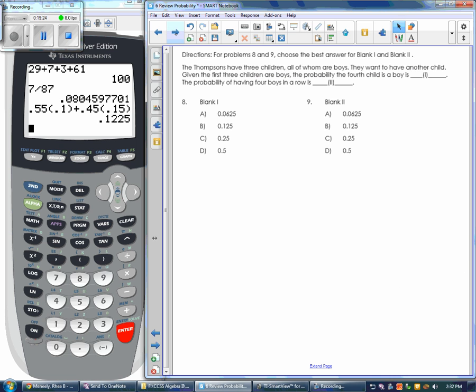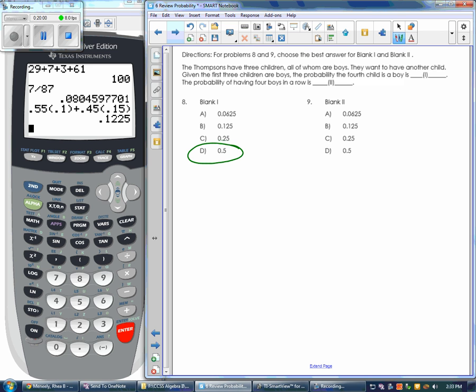All right, almost done. Numbers 8 and 9 deal with independence again. For example, the Thompsons have 3 children, all of whom are boys. They want to have another child. So given that the first 3 children are boys, what would the probability be that the 4th child is a boy? Well, in this case, we know that the gender of children from one child to the next is independent. Just because I've had 3 boys doesn't affect the probability of my 4th child being a boy. So the probability is going to be 0.5.